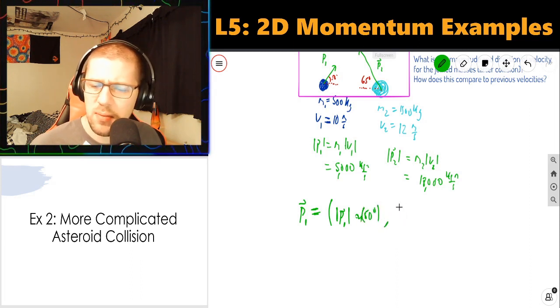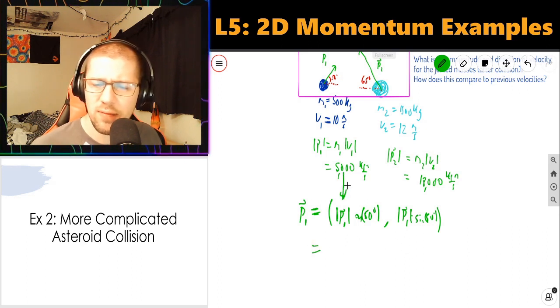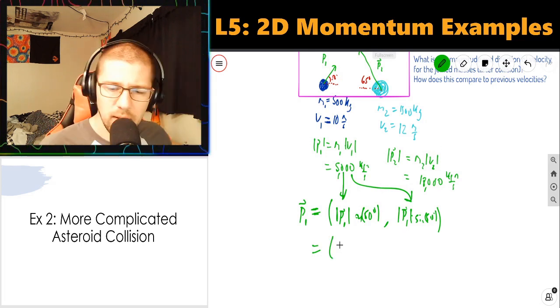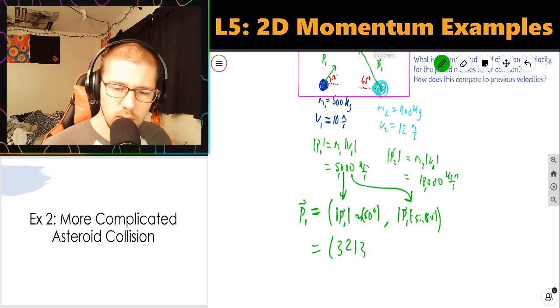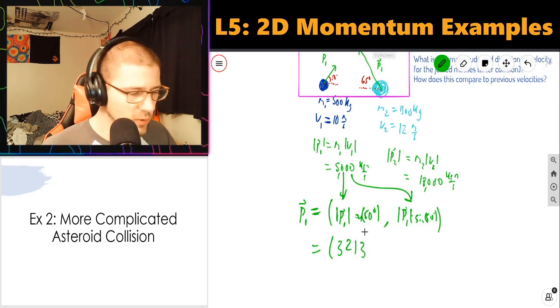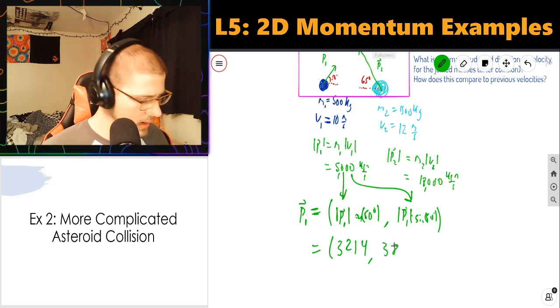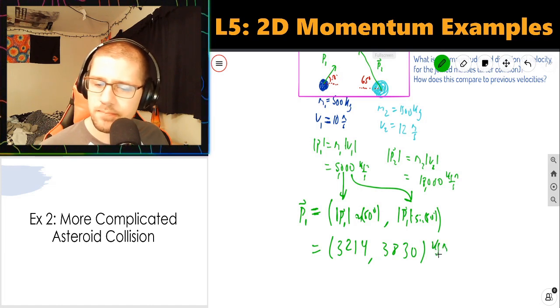And the y component is going to be the magnitude of P1 times the sine of 50 degrees. All right? And I'll just go ahead and write that in. So P1 is 5,000. So the results are going to be 3,213, I guess I should round appropriately, and 3,830 kilogram meters per second.